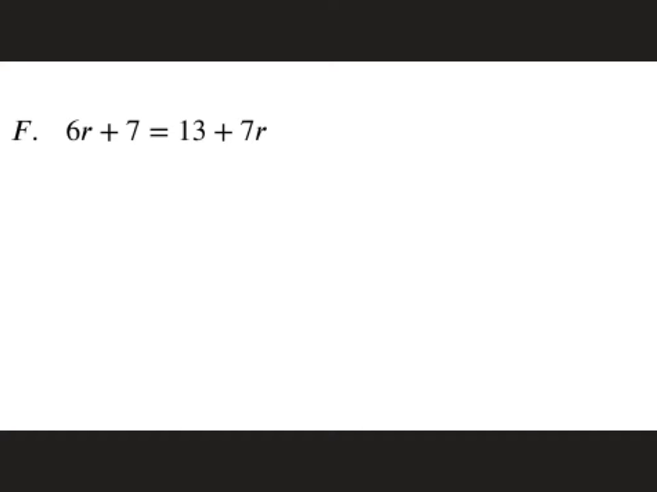So I have 6r on the left and 7r on the right. That means that I should be able to remove 6r from both sides. So if I subtract 6r here, that should go to 0. And subtracting 6r here should leave me with 7 equals 13 plus 1r, or just r, since the 1 is understood to be there without writing it.